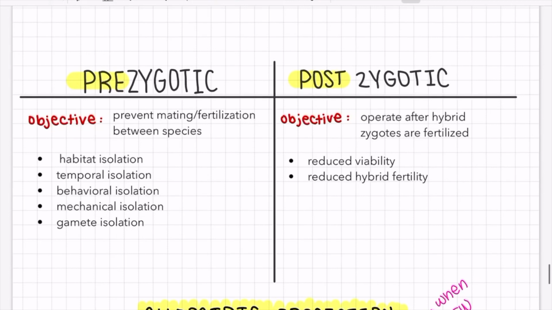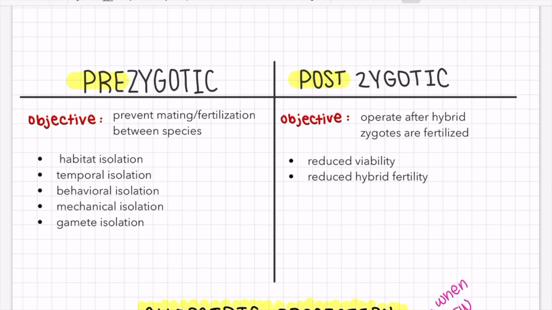So with prezygotic, the primary goal is to prevent mating and fertilization. So prevent anything from happening before birth. And this is done through a couple of ways: habitat isolation, temporal isolation, behavioral isolation, mechanical isolation, and gamete isolation. So habitat isolation simply means that the two species live in different areas, different habitats, making it difficult for them to mate and fertilize.